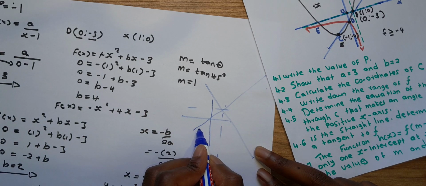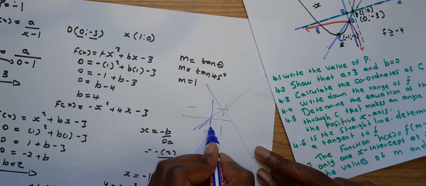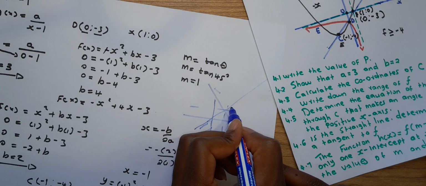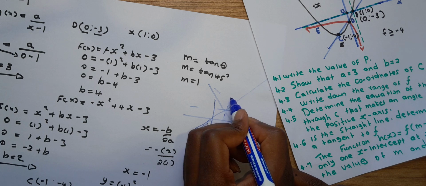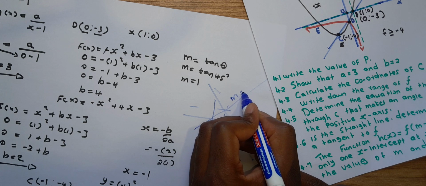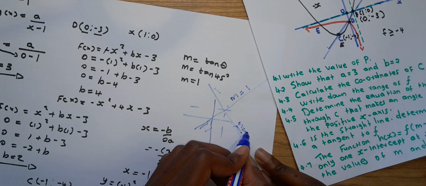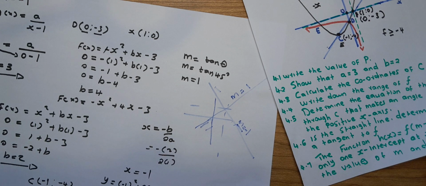This is the increasing one and it has a positive gradient. This is the decreasing one and it is a decreasing gradient. The increasing one has a gradient of m equals 1 and the decreasing one has a gradient of m equals -1. We did this in the previous videos, right?